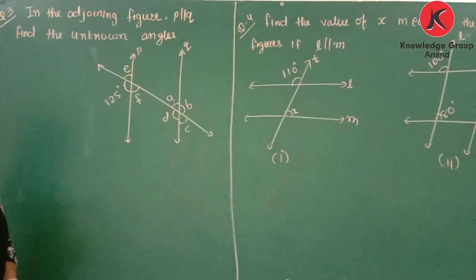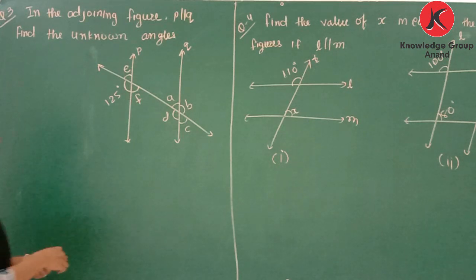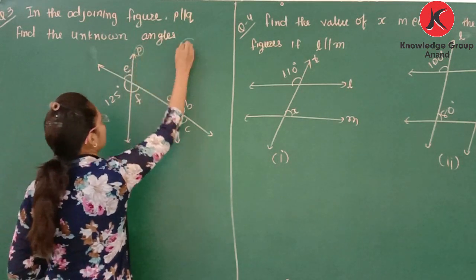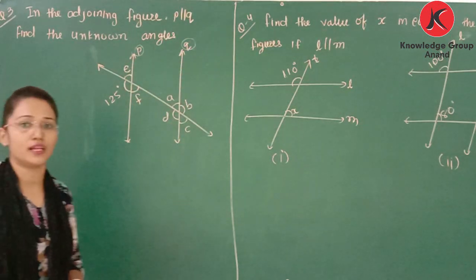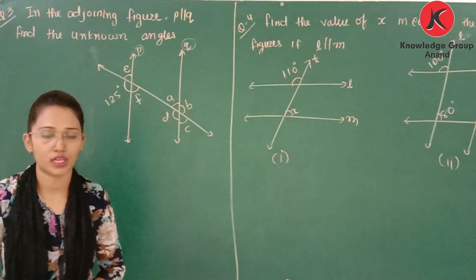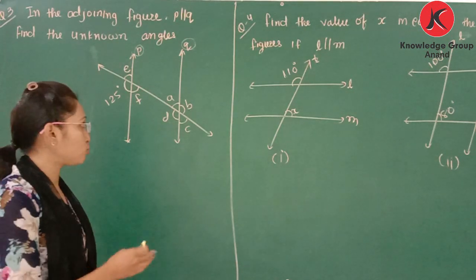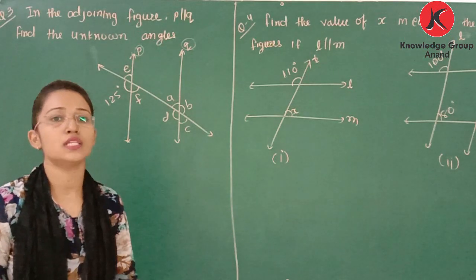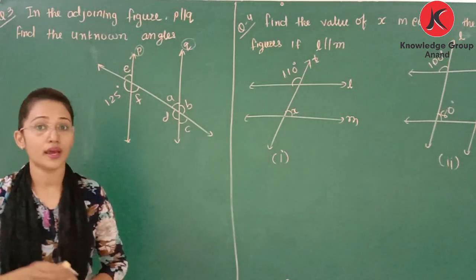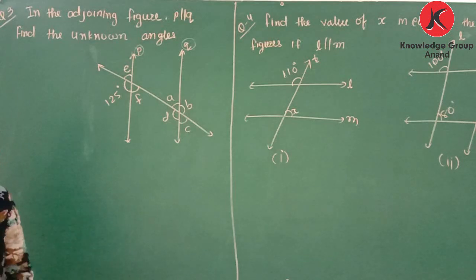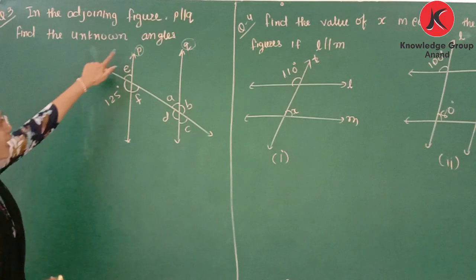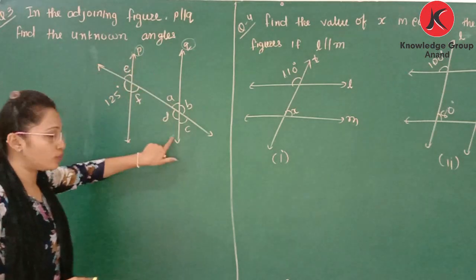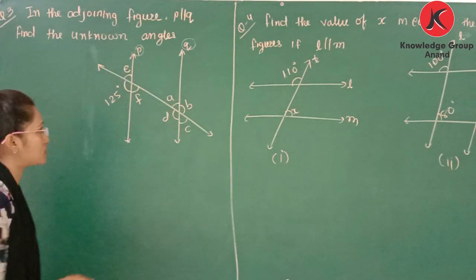Now question number 3. In the adjoining figure, P is parallel to Q. Where is P? You can see it is here, and Q. These two lines are parallel. So if lines are parallel, we can apply the properties we learned: if two lines are parallel, then corresponding angles are equal, alternate angles are equal, and angles on the same side of the transversal are supplementary. Clear? So here the parallel lines are P and Q, and this line will be the transversal.